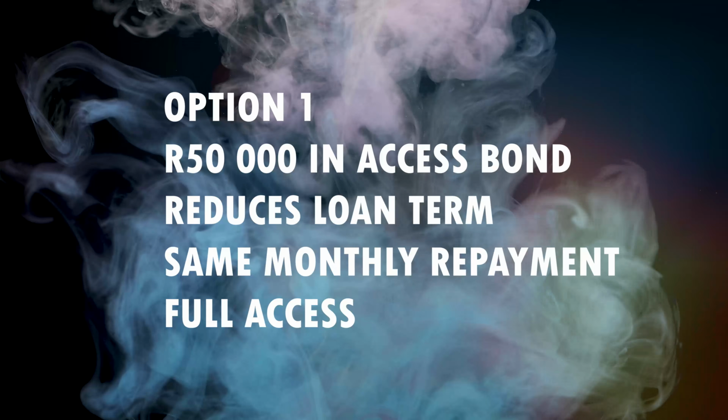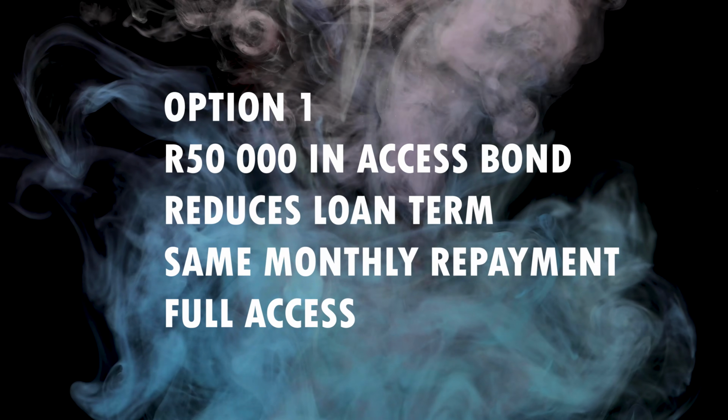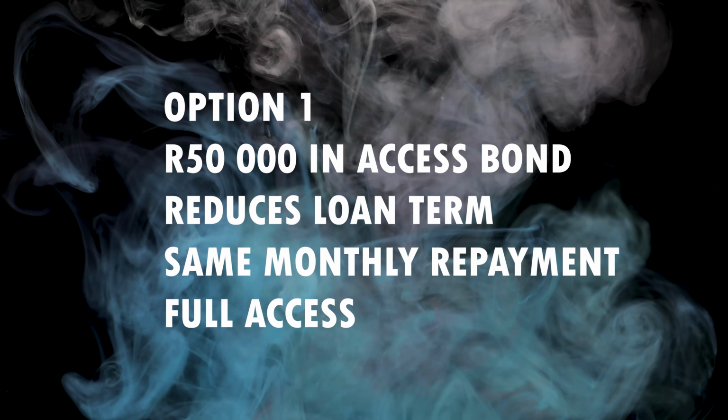So to simplify this further, if you have a 500,000 Rand loan over 30 years and you make an additional payment of 50,000 Rand, you can reduce your loan term from 30 years to, let's say, 27 years, but your monthly repayment will still be 5,000 Rand each and every month, and it will continue to stay 5,000 Rand unless you change the access bond option.